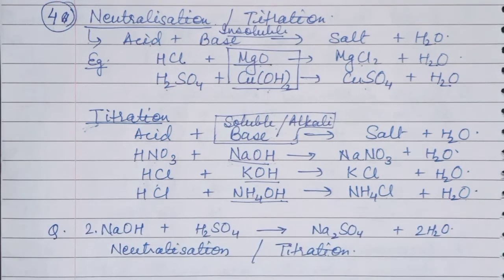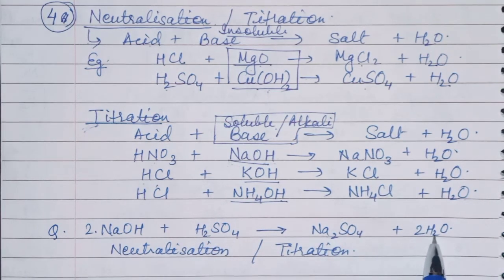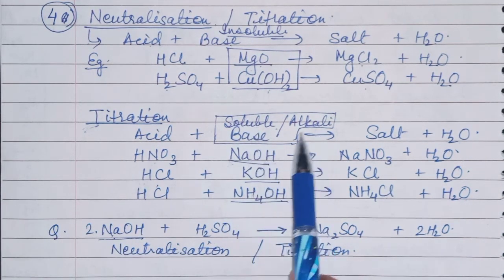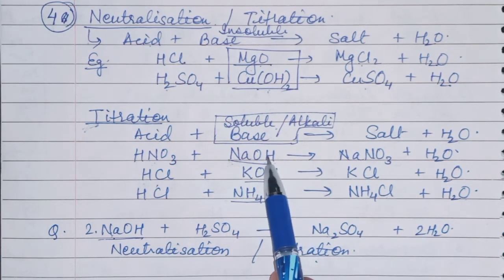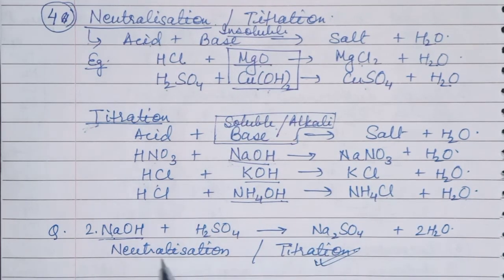Now can you tell me, when sodium hydroxide reacts with sulfuric acid, it will give sodium sulfate and water. What type of reaction is it? Neutralization or titration? See the base here, NaOH. What I said is, wherever it is a soluble base or alkali, you will write titration. NaOH, KOH, NH4OH, you will write the method as titration. So here it is titration.